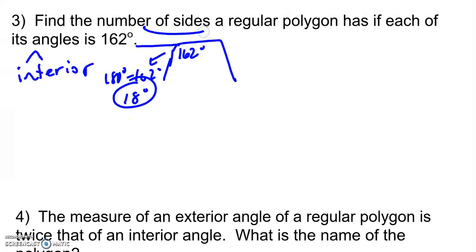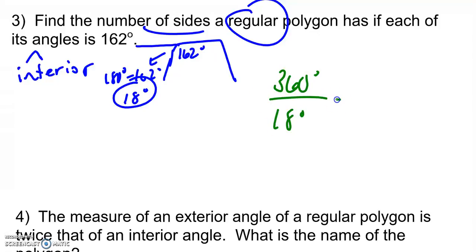So if you want to quickly find the number of sides, because it's a regular polygon, you could take 360 total exterior angle measurement divided by each being 18 degrees. And if you do that, you would get 20. So you would have 20 sides, which means you have a 20-gon.